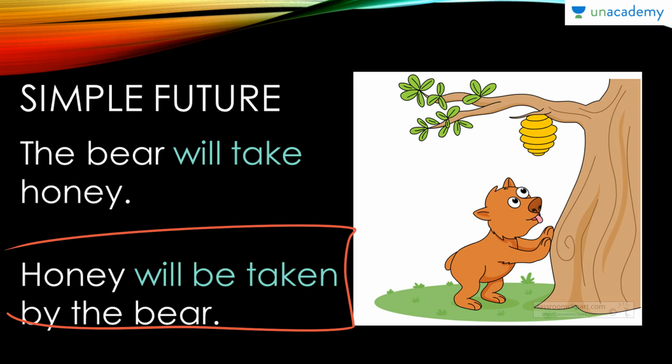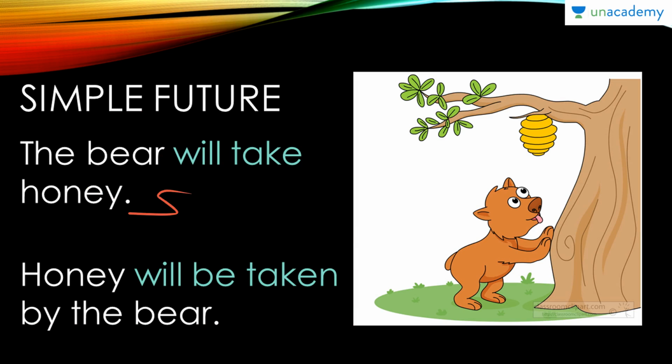So the first sentence, bear is the subject, honey is again the object, will take is the verb, active voice. In the second sentence, which happens to be passive voice, honey is the subject, bear is the object, will be taken is the verb. Will take, will be taken. Be, auxiliary verb.